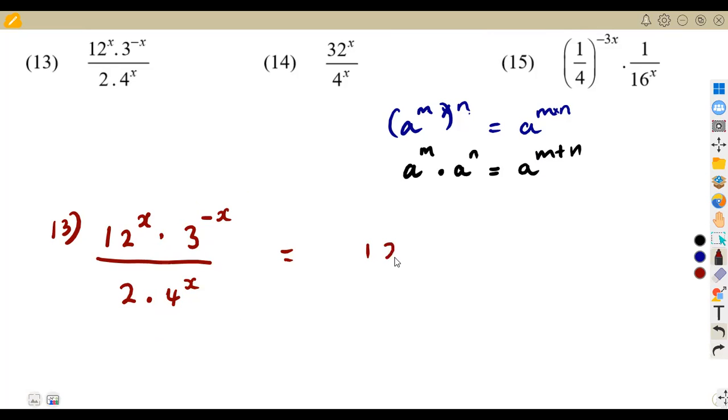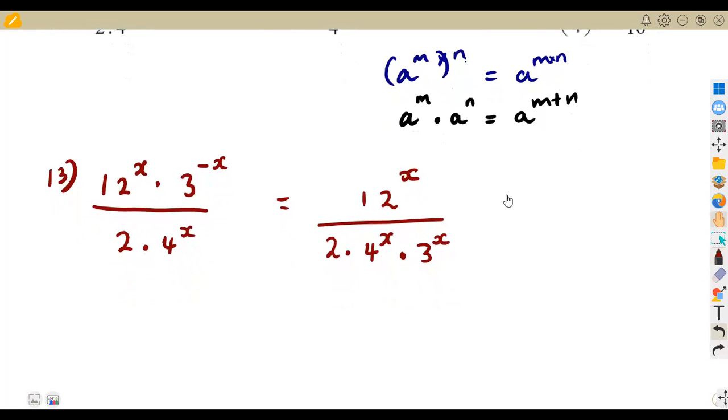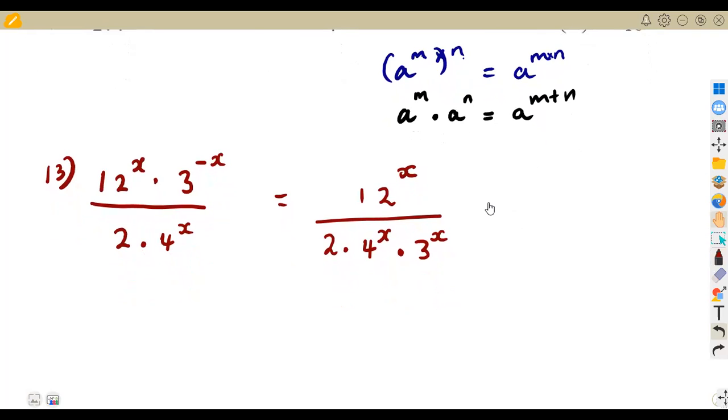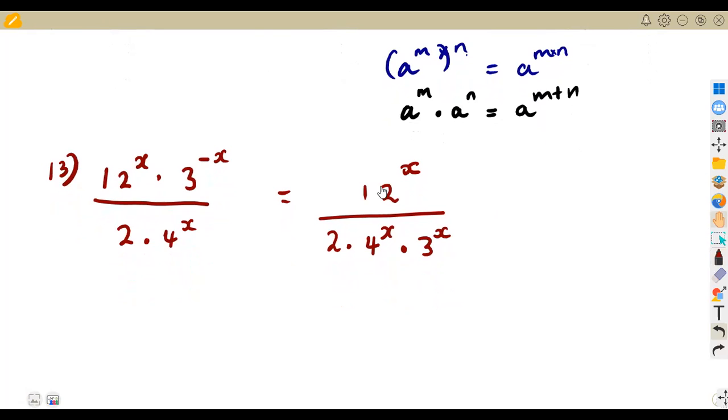So that's going to remain with 12 to the exponent of x over, we have dropped this down, so you're going to remain with the 2 times 4 to the exponent of x times the 3 to the exponent of x that we dropped down here. So it is going to be 3 to the exponent of a positive x now. So at least now I can relax and work my question because I know I'm just working with positive exponents. I'm not having negative this and that. It's just positive throughout.